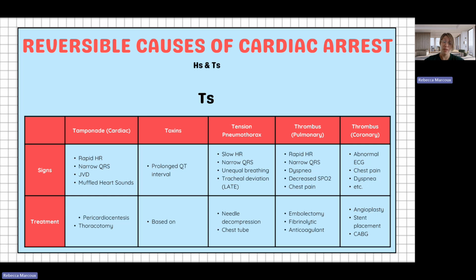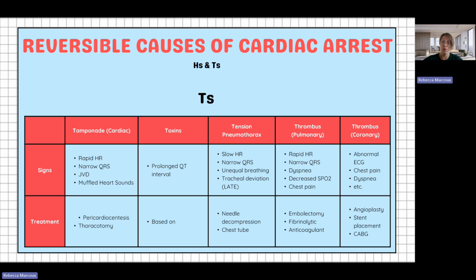Our T's, again, these are other reversible causes of cardiac arrest. Think about a cardiac tamponade. So prior to arrest, you might see a rapid heart rate. With a narrow QRS complex, you might see jugular vein distension. And if you listen to their heart, sounds will be muffled as their pericardial sac fills with fluid. The treatment for this is really a pericardiocentesis or thoracotomy. That fluid really needs to be removed from the pericardial sac to allow the heart to fully expand and contract.